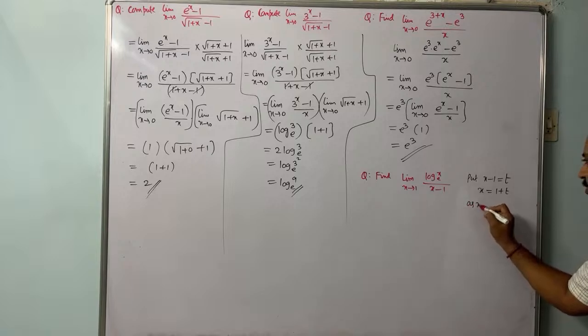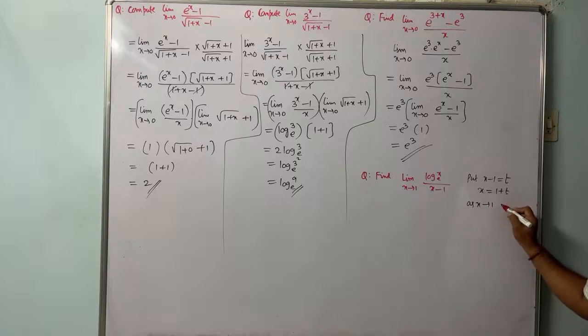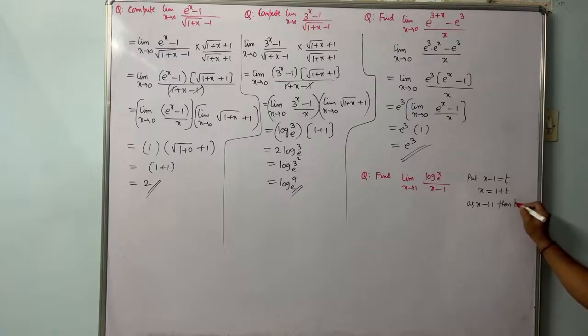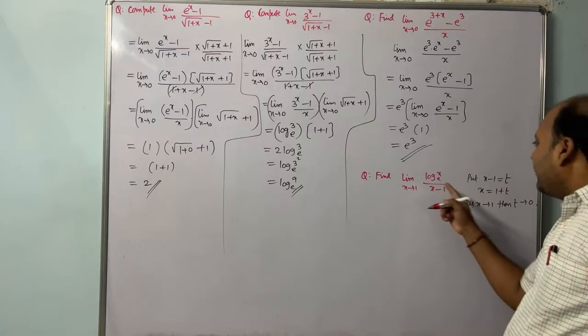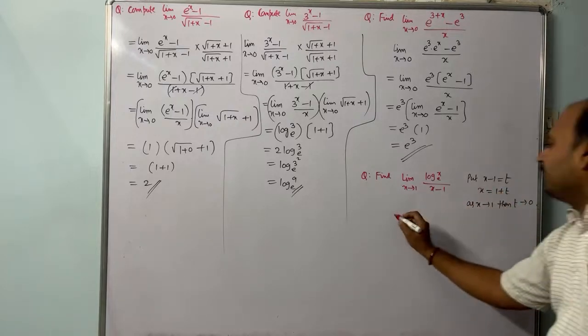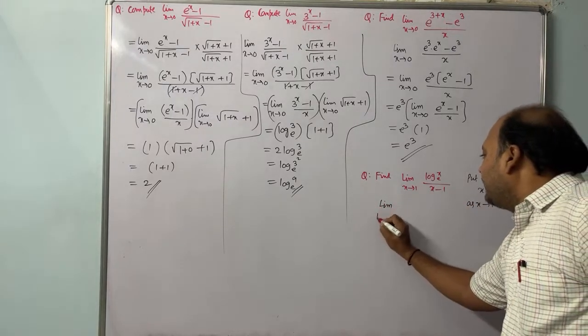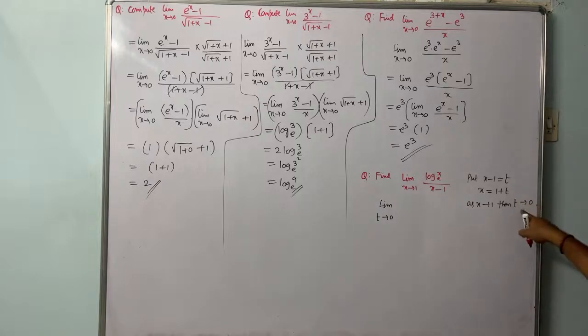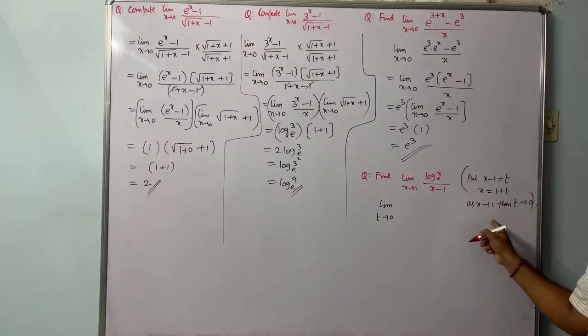As x tends to 1, then t tends to 0. Why? Because x is equal to 1 plus t; substitute in this, the t value goes to be what? 0 only, no? So now, wherever x is there, replace with 1 plus t. Limit t tends to 0, t value goes to be 0. Where x tends to 1, t tends to 0. This information is very important, students.